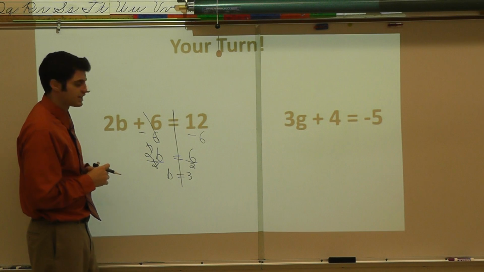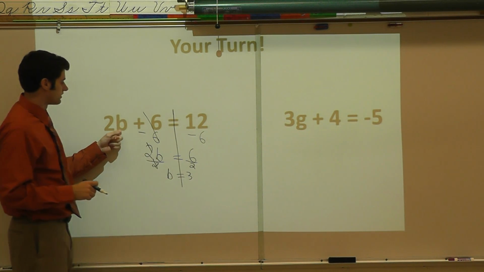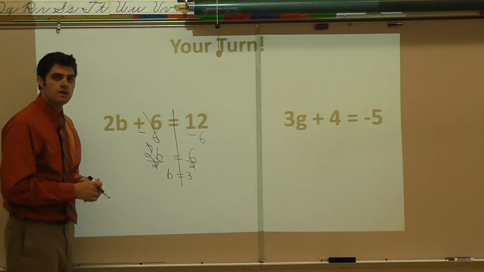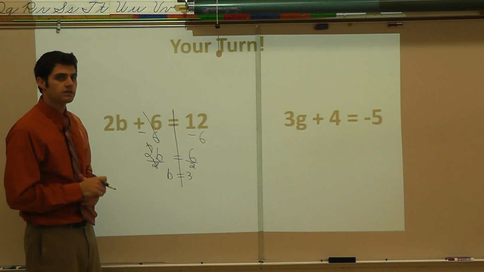Let's plug it back in and check it. If I think b is 3, 2 times 3 would be 6. 6 plus 6 would equal 12. I know that I've done this problem correctly.